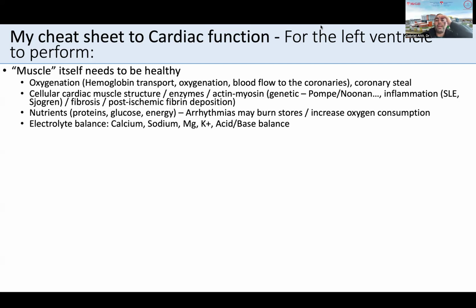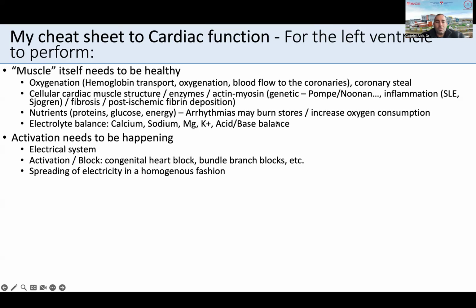So do I have a problem genetically, like Pompe, Noonan, inflammation, fibrosis, post-ischemic fibrin deposition? Do I have issues with nutrients? So is my baby hypoglycemic? Do I have a problem with glucose control? Do I have problems with arrhythmias that burn the stores or increase oxygen consumption? Do I have any electrolytic imbalances that could be causing an issue with my cellular activation?